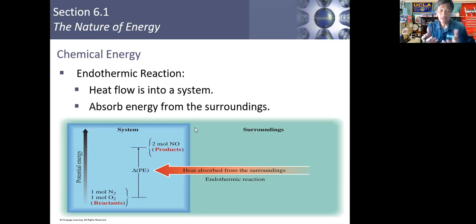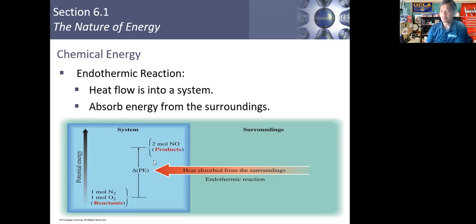Remember, we said that can happen. It will not happen spontaneously. This is not a spontaneously favorable process, and we're going to see that in chapter 17, but it can happen because we're putting energy into the system. Where is this energy coming from? It's coming from the surroundings, everything else around the system. Here we're looking at the chemical reaction that forms nitrogen monoxide, NO, from nitrogen and oxygen.